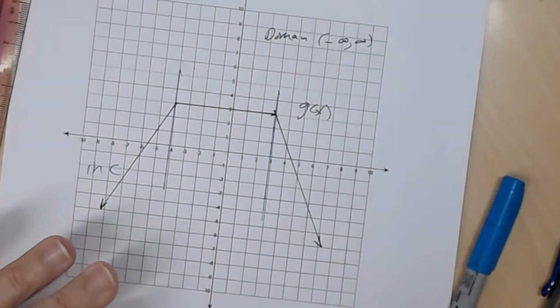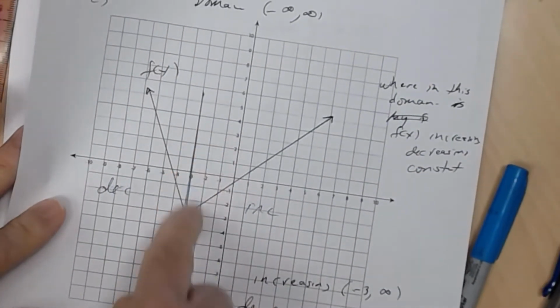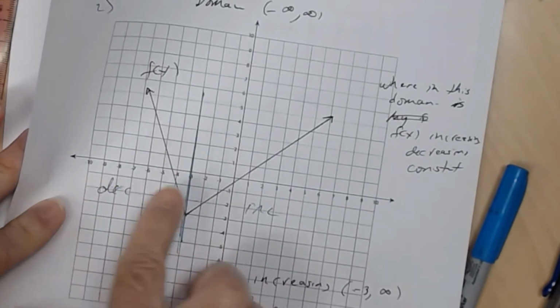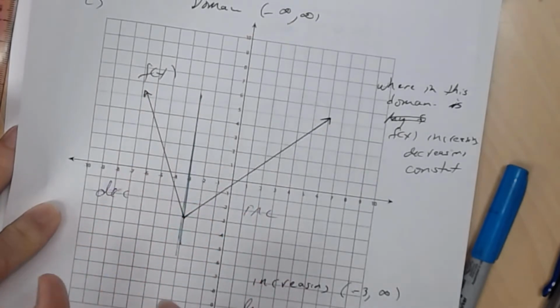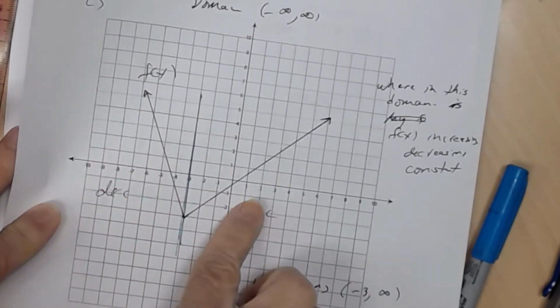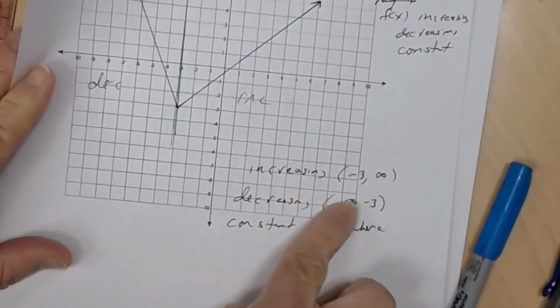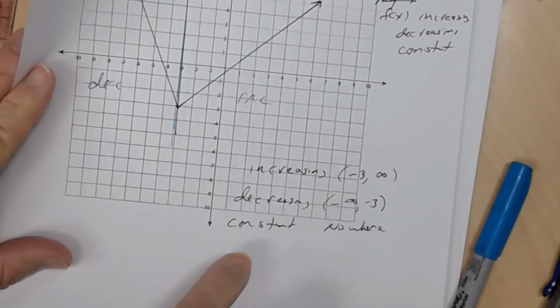So I want you to notice this time. When I did this one, how many blue vertical lines did I draw? Just one. So it divided the domain. The domain is how many intervals? 2. 1, 2. And that's what went here. 1, 2.